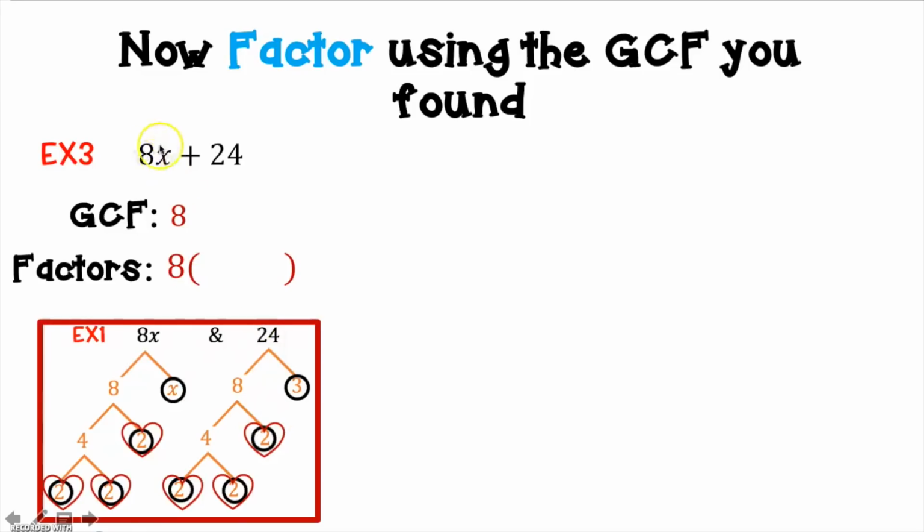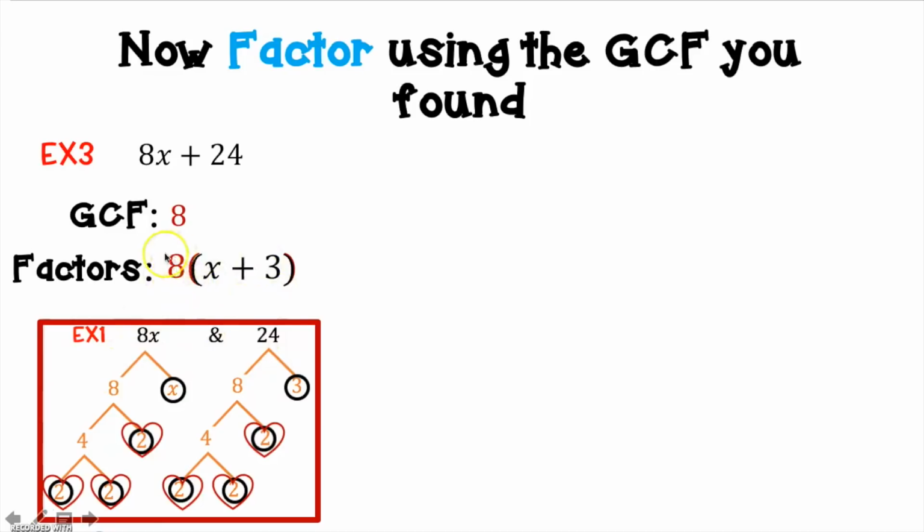If I didn't know that 8 times x gave me 8x, then I could look back at my factor tree right here, and you'll notice that x is the only one on the 8x side without a heart. So we would write that in. Same thing happens here with the 24. 3 is the only one without a heart on it, and you write it in.